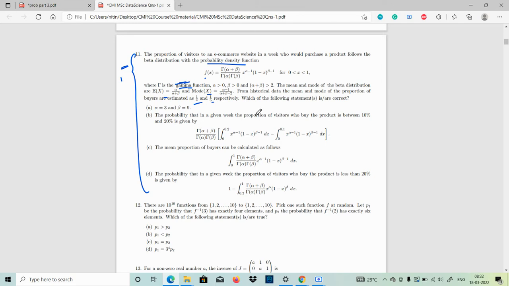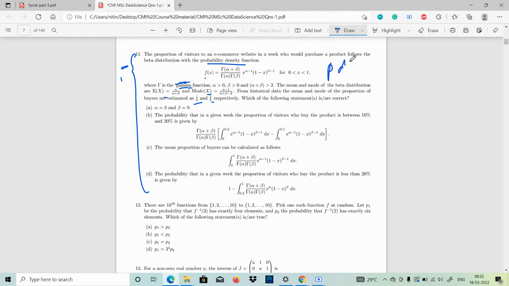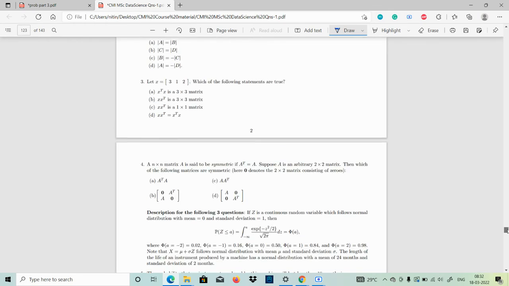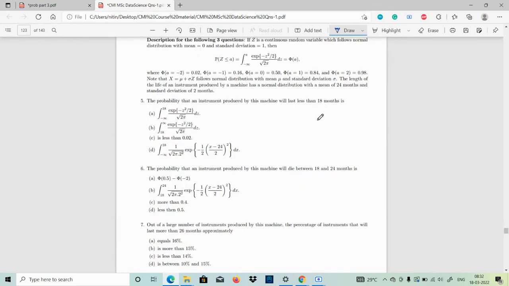These things are not too difficult, and they are basic questions from the PDF and PMF. Sometimes, but not always, application-based questions can be asked like this one. Especially earlier, when we used to appear for the CMI, they asked a lot of different questions. Here you can see a question: if Z is a continuous random variable which follows a normal distribution with mean 0 and standard deviation 1, then this particular information is given to you.